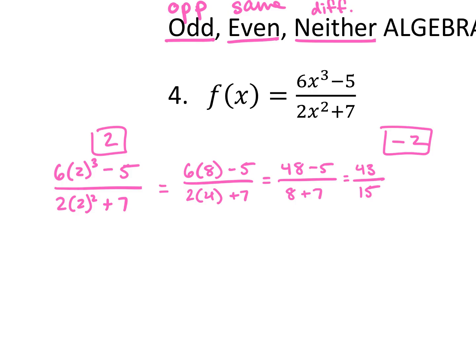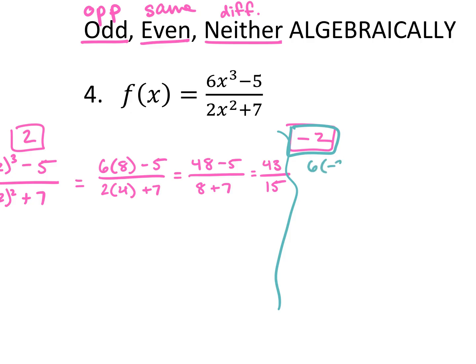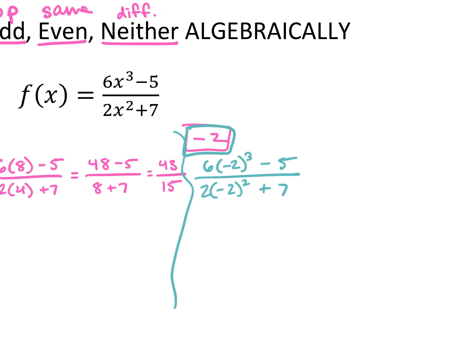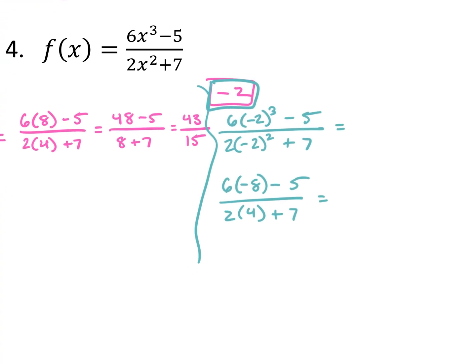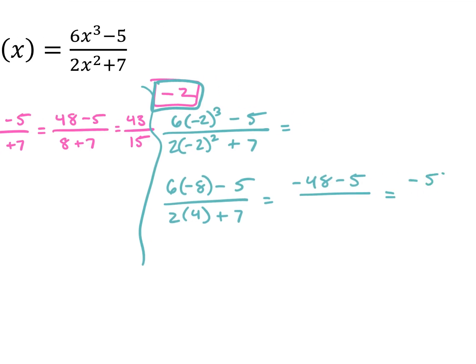Let's plug in -2 now. So we're going to do the same thing, but plug in -2. So we have 6 times -2 to the 3rd power minus 5 over 2 times -2 to the 2nd power plus 7. What's -2 to the 3rd power? -8. So this would be 6 times -8 minus 5 over, what's -2 to the 2nd power? So 2 times 4 plus 7 in our denominator. What's 6 times -8? -48 minus 5. -53. And then in our denominator, we have 8 plus 7. What's 8 plus 7? 15.